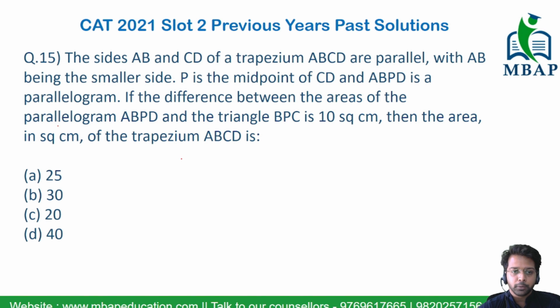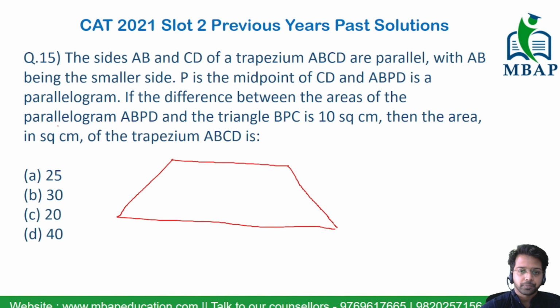Okay, let's try to make this trapezium first, and then you'll be able to easily visualize this and solve it in less than 1 minute. They're also saying AB is the smaller side. Let's assume it to be ABCD. Now they're saying P is the midpoint of CD. This is my point D, and let's assume this to be point C. So let's join this. Clear? Now you can see a triangle which is BPC. And then ABPD will basically be a parallelogram.